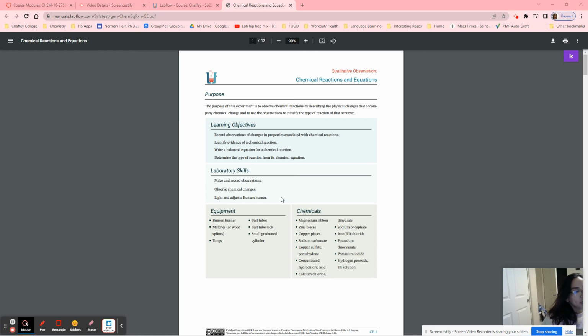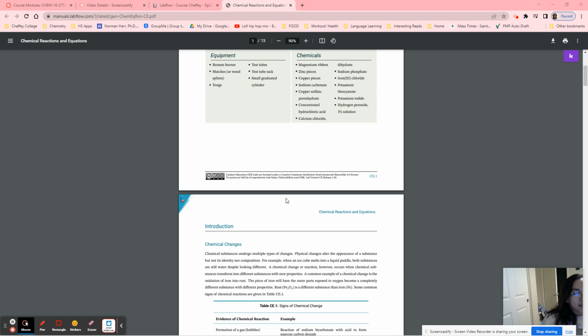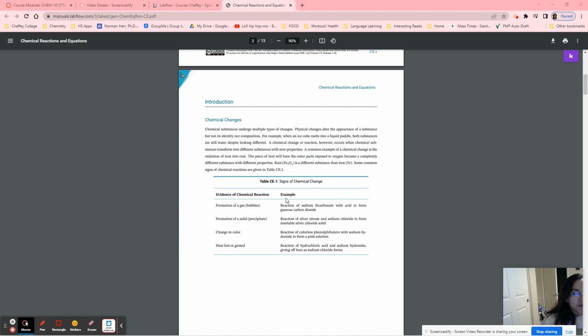Right, guys, so this one is chemical reactions and equations for our lab flow. Most of this we've already covered inside of our lectures, okay, in our practice video. So we're just gonna review a little bit of it. The most important thing about this lab is to make sure that you're recording your observations and that you've actually noted all the signs of chemical changes, right?